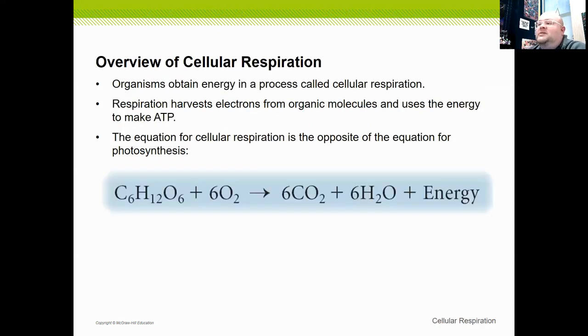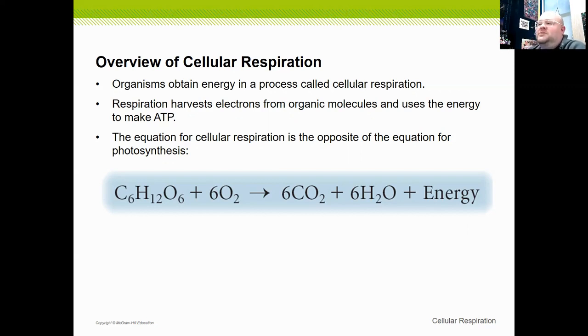Now, next, we're going to look at cellular respiration, which is basically, if you look at the chemical formula, the exact opposite of photosynthesis. In this case, oxygen is absorbed and glucose, or sugar, is absorbed, and carbon dioxide and water and energy is given off. So it is literally a flip-flop of photosynthesis and is used by animals instead of plants.